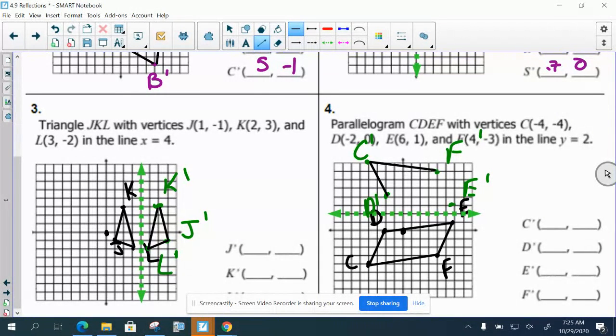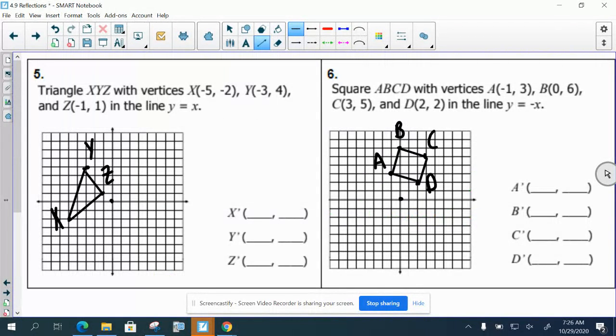Connect your dots and write down the coordinates. I'm not going to waste time doing that, just to make the video shorter. Okay, so for number 5 and 6, you're reflecting in the line y equals x.